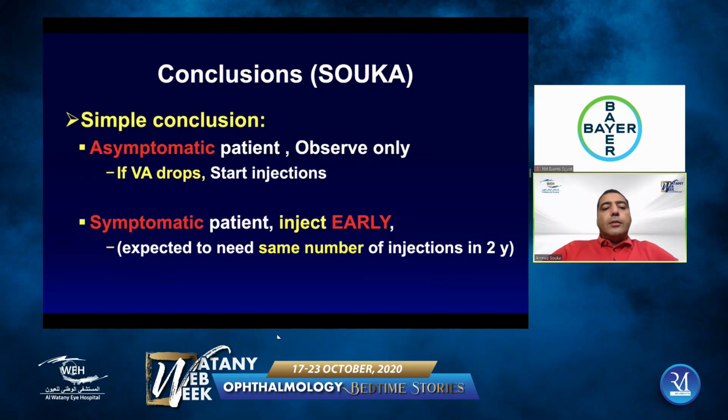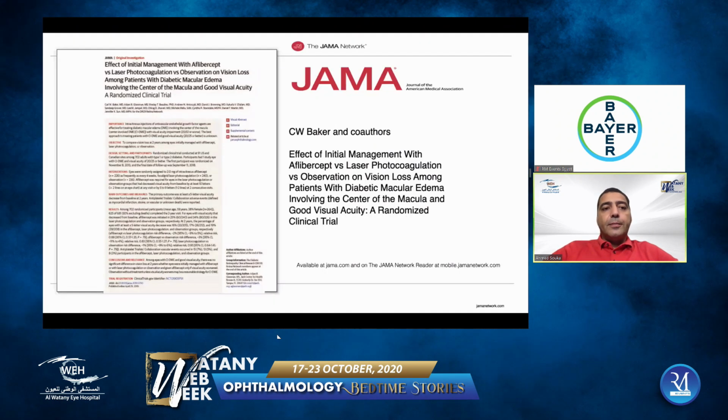Asymptomatic patient, not complaining. You discovered by accident on OCT that he has edema. You do not inject. You should, in my opinion, observe. The patient's not complaining, and if the vision drops to 20/40, in the area of 6/12, you can start your injections. If the patient is symptomatic, I would inject early because it's expected to have the same number of injections in the area of 2 years, and the patient is complaining and is not functioning well in the society.